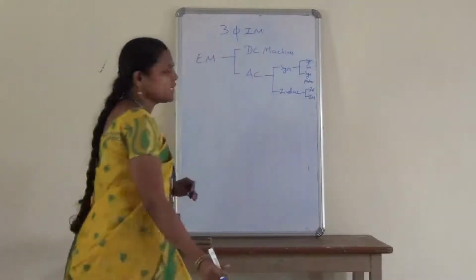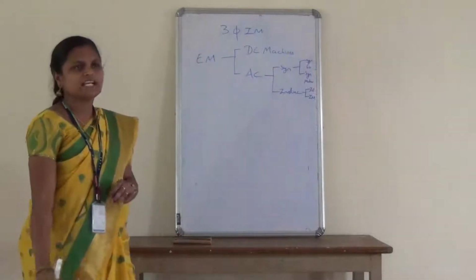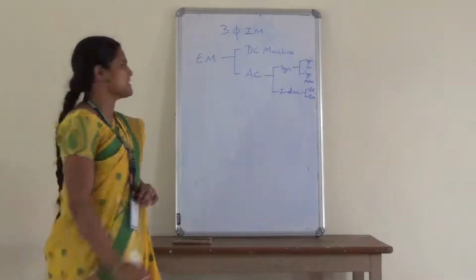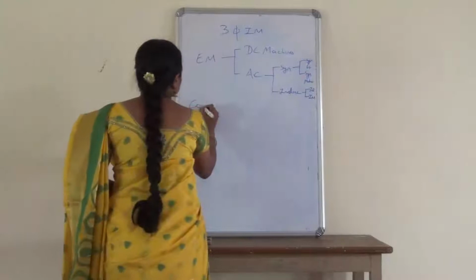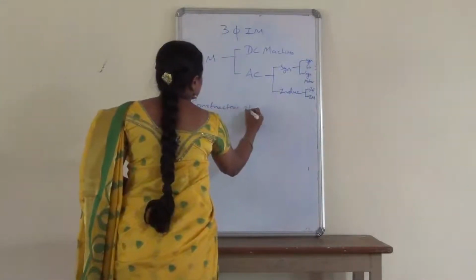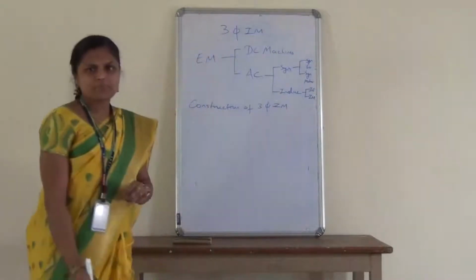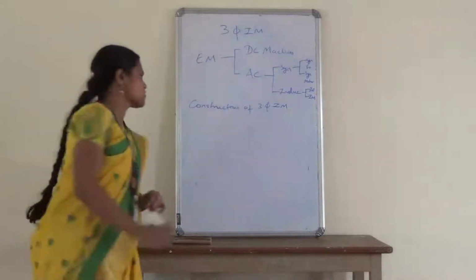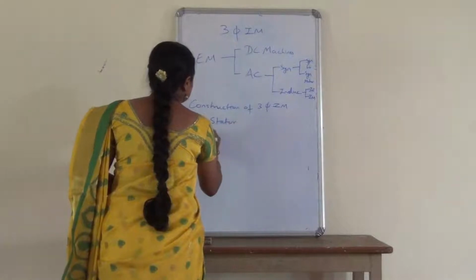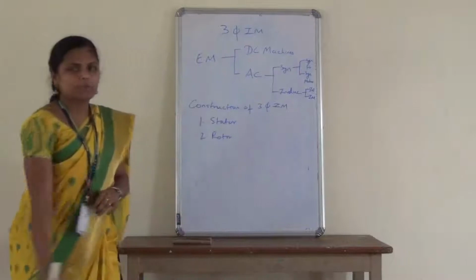Induction motor is further classified into two types: three-phase induction motor and single-phase induction motor. Now we are going to discuss the construction of the three-phase induction motor. Basically, it consists of two parts: one is stator and another one is rotor. First we are going to discuss the stator.